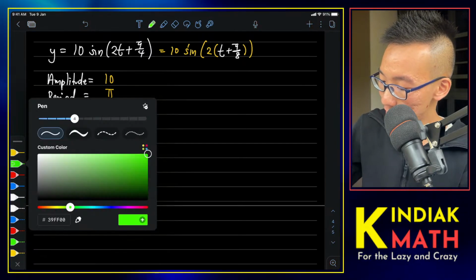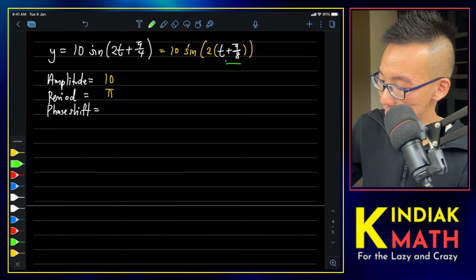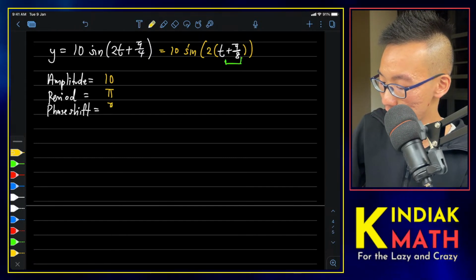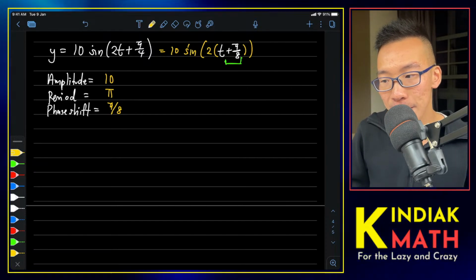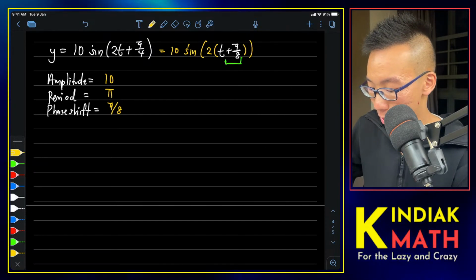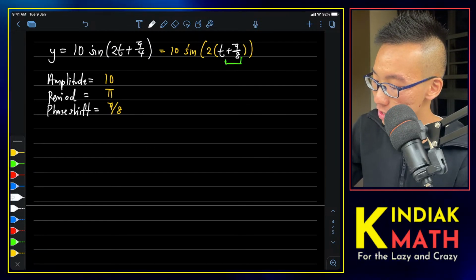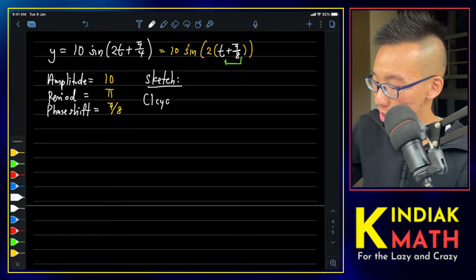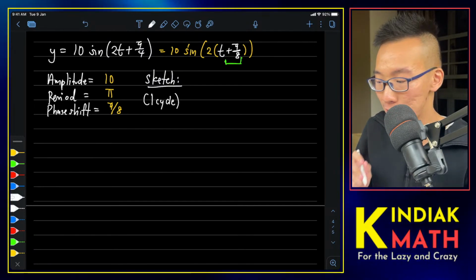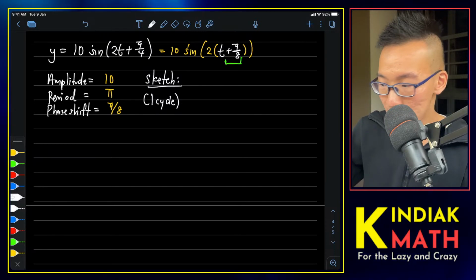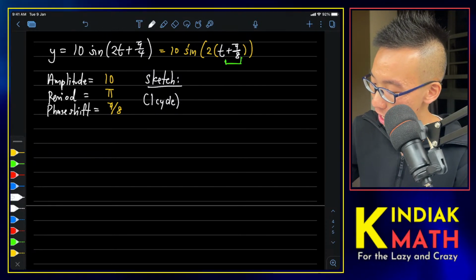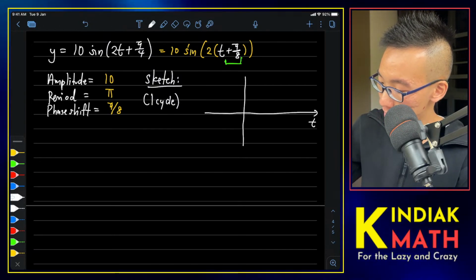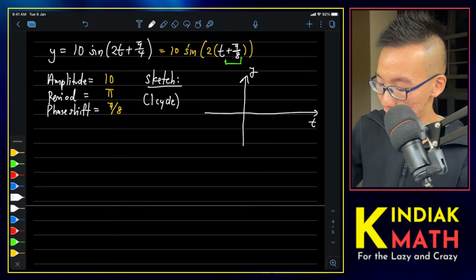And finally, this rather isolated number here gives us the phase shift. Now, why does it give us the phase shift? That's where we're going to actually sketch this graph. In fact, we're going to sketch just 1 cycle of this graph. And here's how we can do this in a very systematic way. We can start off by drawing our axes as we normally do. And usually we involve a t over here.